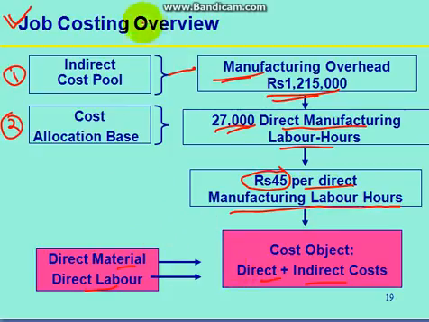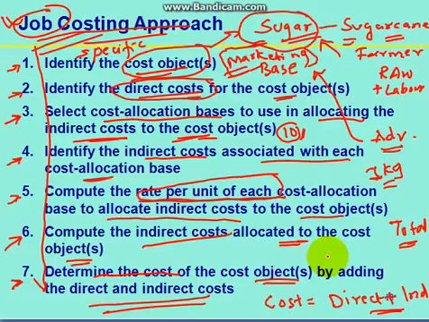So whenever the job costing overview is considered, we have to first calculate the indirect cost pool, that is how much manufacturing overhead cost took place, and what is the cost allocation base. Here the allocation base is nothing but the labor hours, and the cost object will be calculated by adding up direct cost and indirect cost.